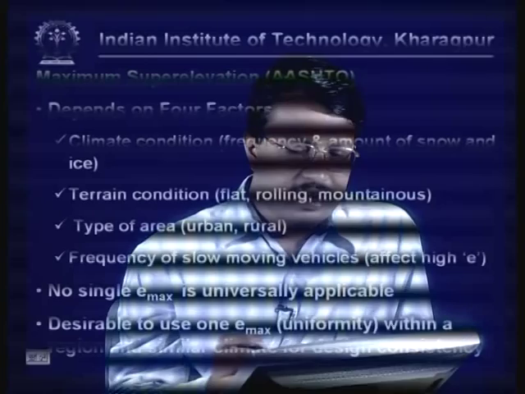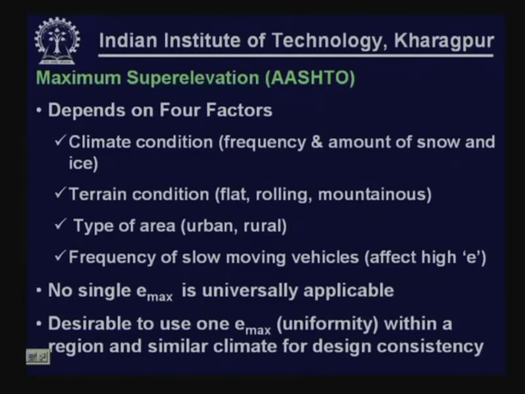Now, let us see, we have discussed the distribution, every time we have mentioned that E reaches its maximum value, F reaches its maximum value. That shows there is a limiting value for E and for F. Let us discuss now what are the maximum super elevation rates as indicated in IRC. The maximum super elevation rate depends on 4 factors: climatic condition, essentially frequency and amount of snow and ice, not a very relevant factor in the Indian context of course, but this is one factor which controls the maximum super elevation rate.